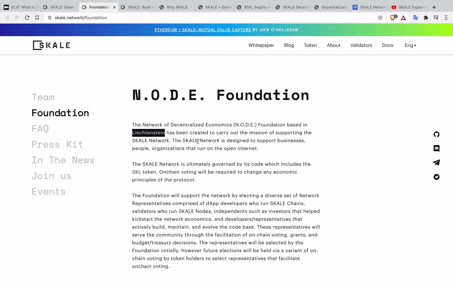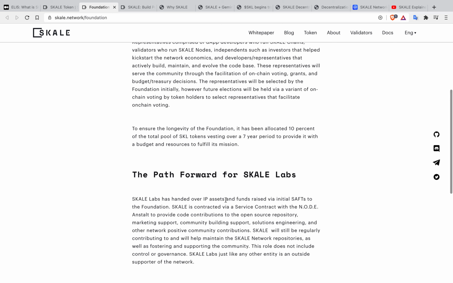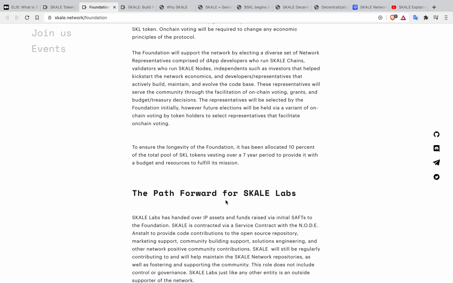Now, the SKALE network is designed to support businesses, people, and organizations that run on an open internet, right? And that's key: an open internet, free to be used, not being watched all the time, your privacy is secure. All that stuff is very important when it comes to a cryptocurrency project. So the foundation will support the network by electing a diverse set of network representatives comprised of a dApp developer who runs a SKALE chain, validators who run SKALE nodes, independents such as investors that help kickstart the network economy, and developers who actively build, maintain, and evolve the code base.